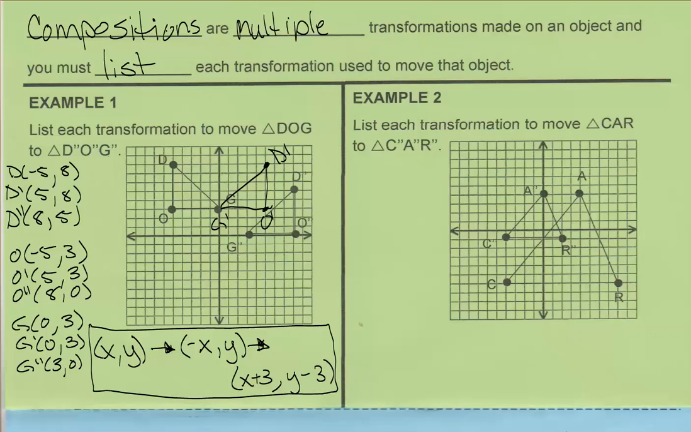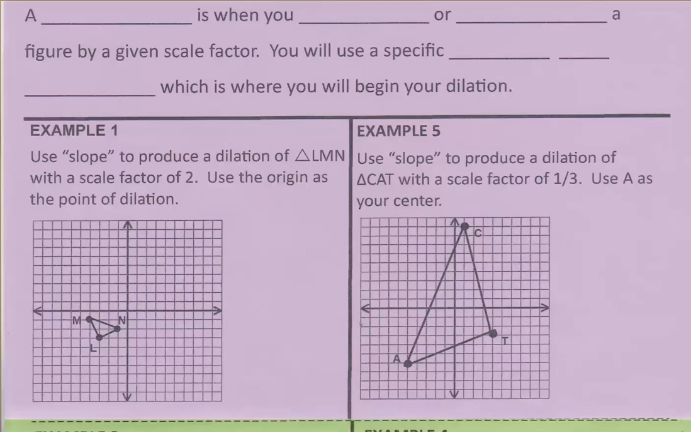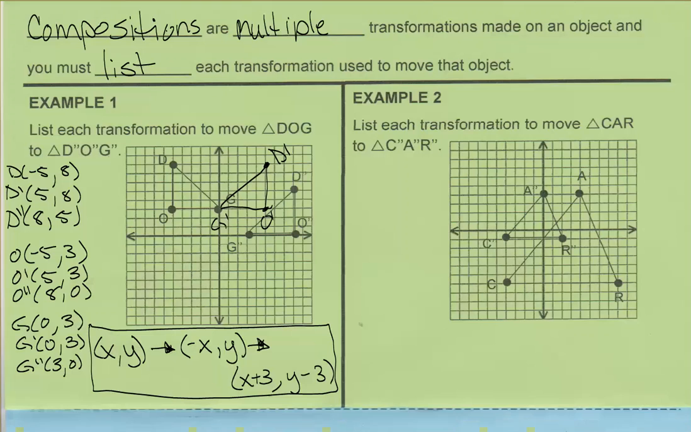Okay, and on this one, it is missing A prime should be here. R prime should be here. And C prime should be there. Again, I apologize for not putting these in the foldable.